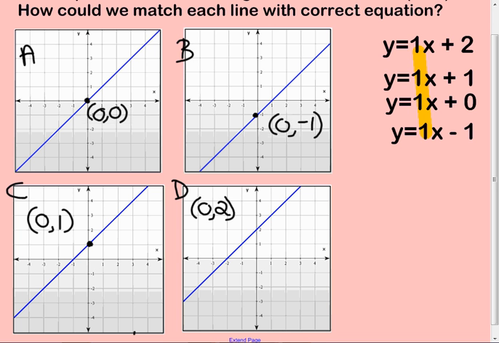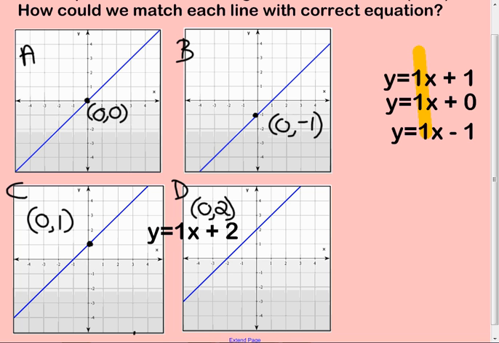Y equals 1x plus 2. Adam, do you know? Which one does this match with? Which of these graphs? This y-intercept is 1. What does this tell me my y-intercept is? Corey, what does it say? Which one is this going to go with? D, because the y-intercepts are the same.